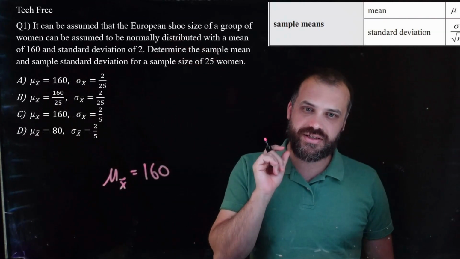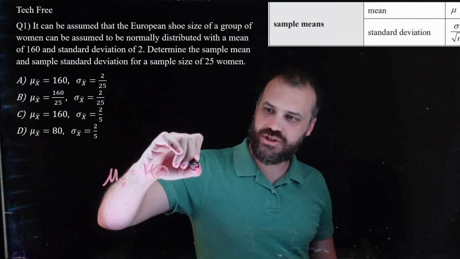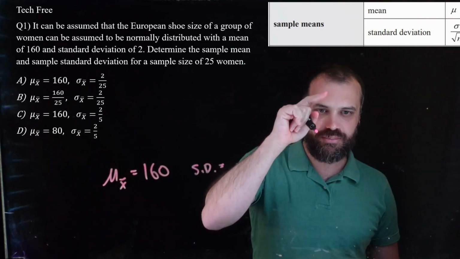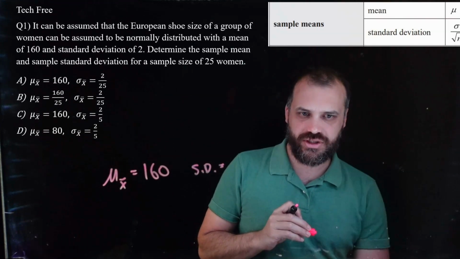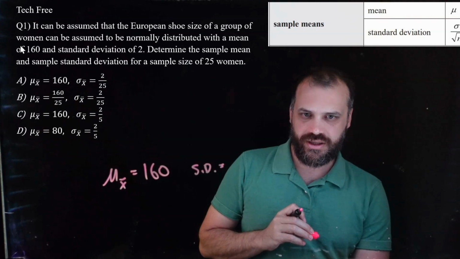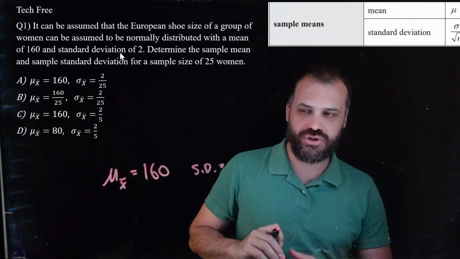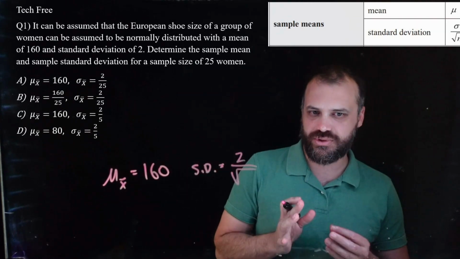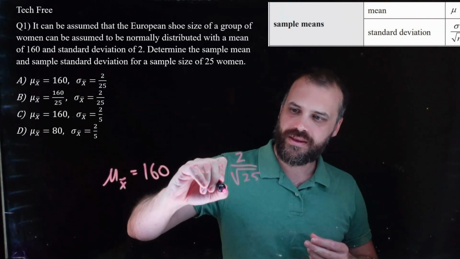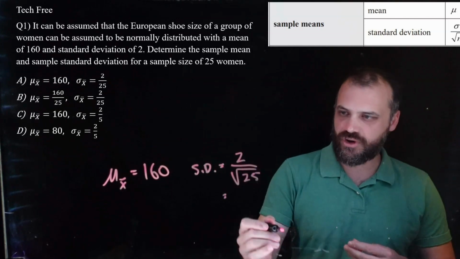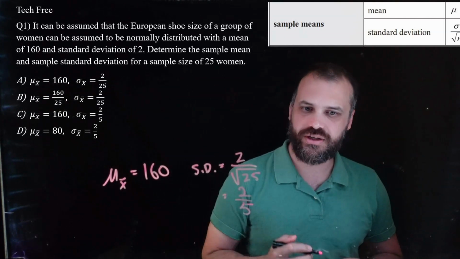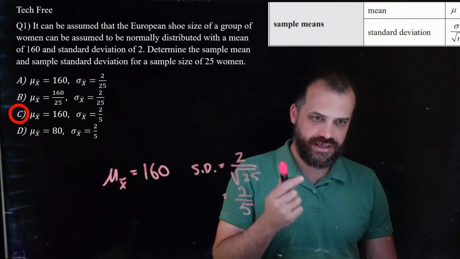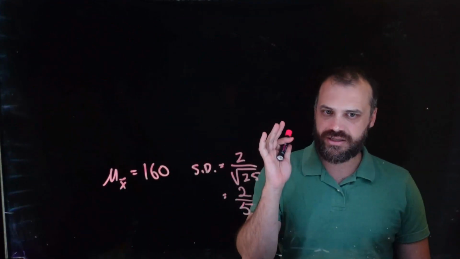Now, the standard deviation is going to be equal to the population standard deviation. Population standard deviation is 2 over the square root of the sample size, 25. All right, square root of 25 is 5, so we get 2 over 5. I think I can see my answer here. It is C, celebration. And next question.